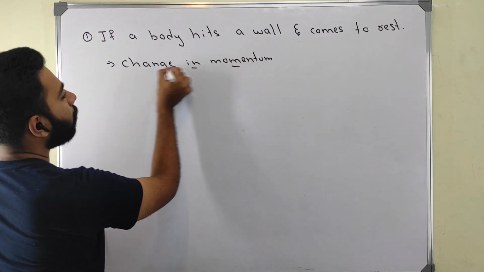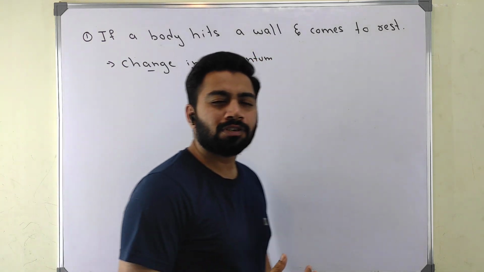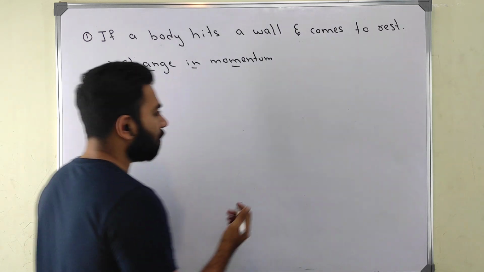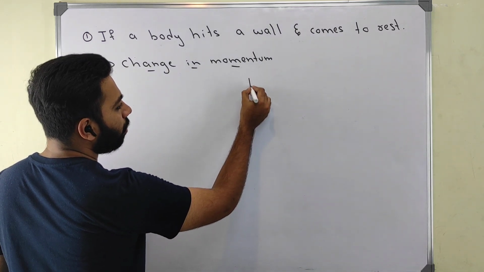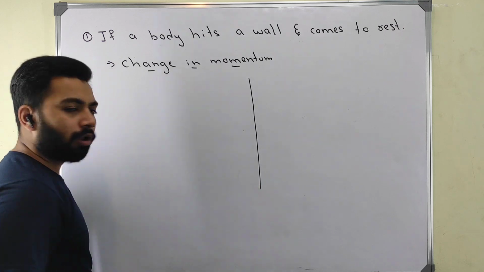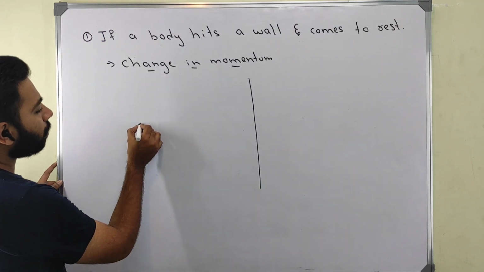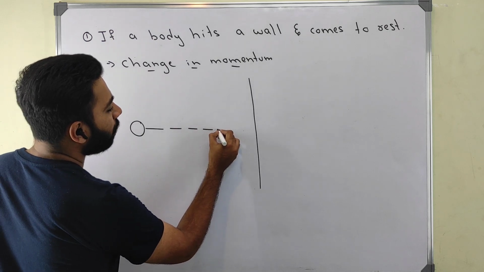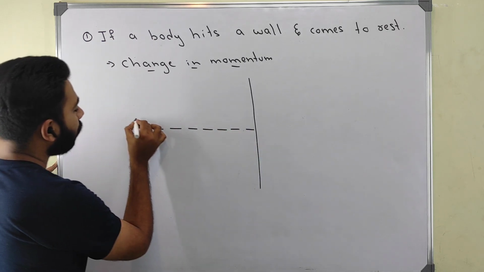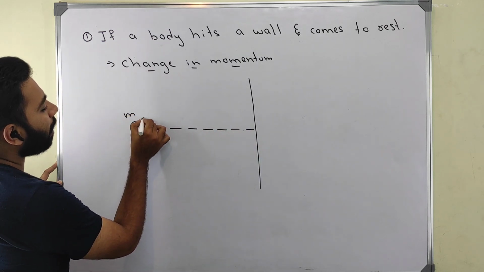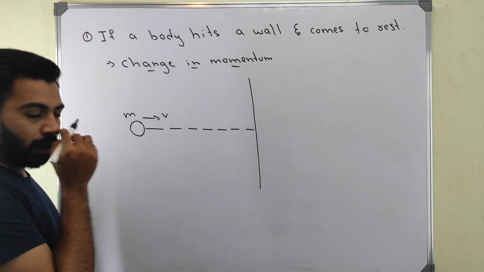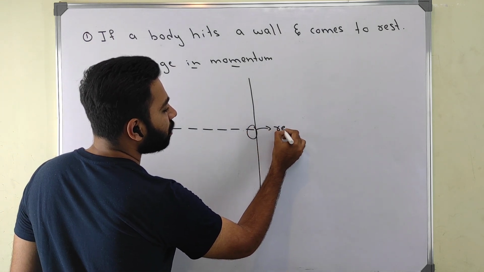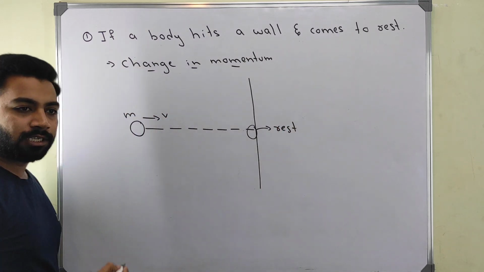If a body hits a wall, then how does its momentum change? What is the change in momentum? See, we know one thing. Let us take one wall here. Now here one body is moving in this direction. It has mass m and velocity v, and after hitting here, it comes to rest. Then they are asking what is the change in momentum.